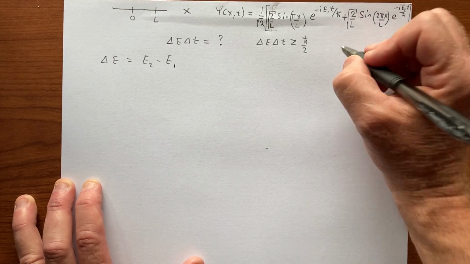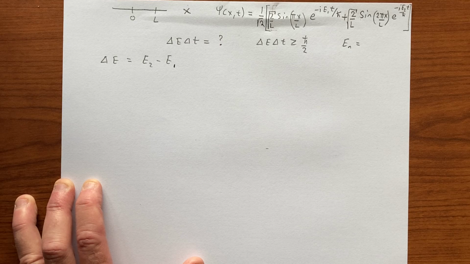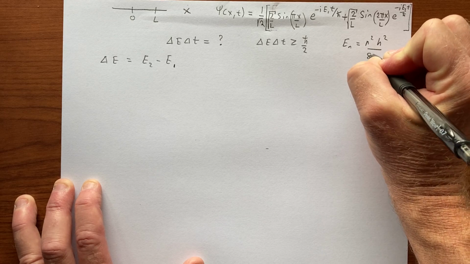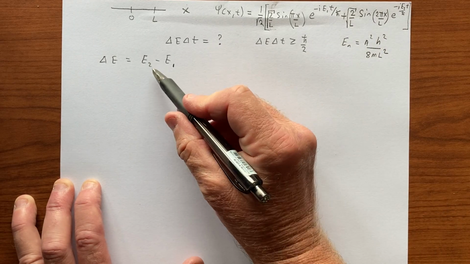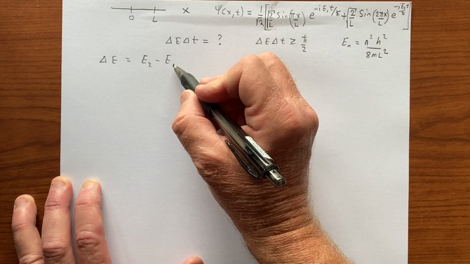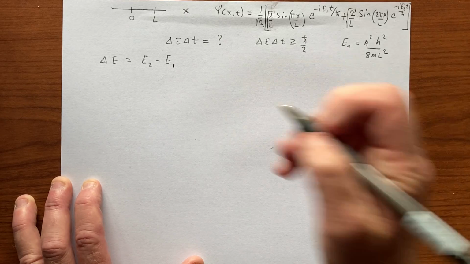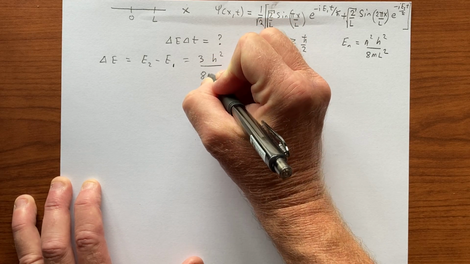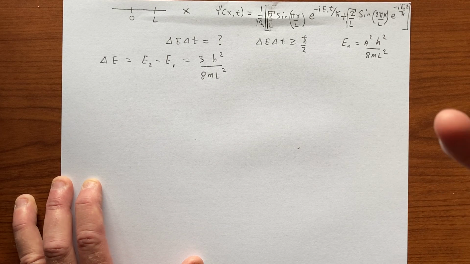Let's see, so what is that? Well, what's En? n squared h squared over 8mL squared. And so E2 is 4h squared over 8mL squared. And E1 is h squared over 8mL squared. So the difference is 4 minus 1 is 3h squared over 8mL squared, if we did that right. So that should be delta E.